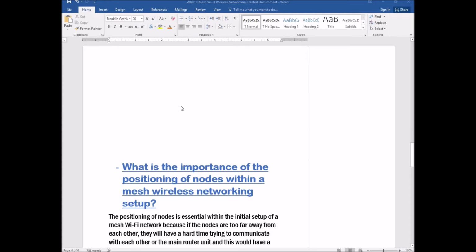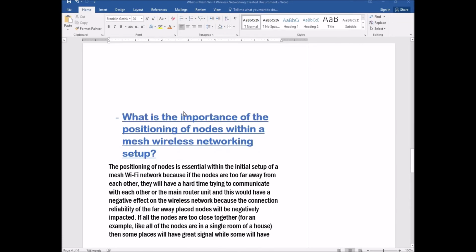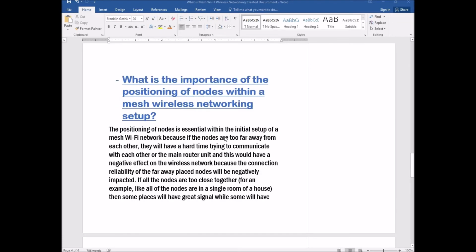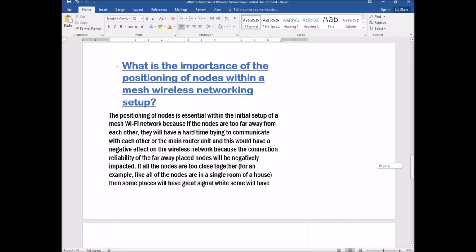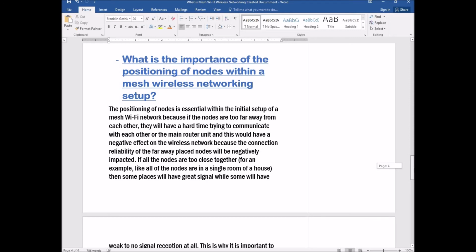What is the importance of the positioning of nodes within a mesh networking setup? The positioning of nodes is essential within the initial setup of a mesh networking solution, because if the nodes are too far away from each other, they will have a hard time trying to communicate with each other or with the main router unit, and this would have a negative effect on the wireless network because the connection reliability of the far away nodes will be negatively impacted.